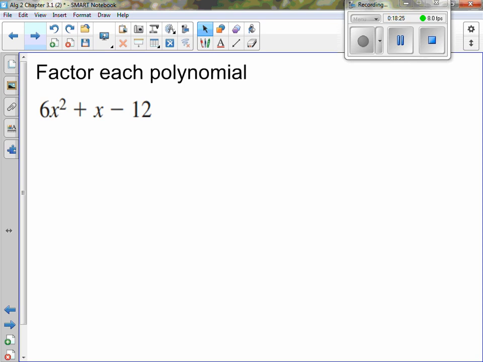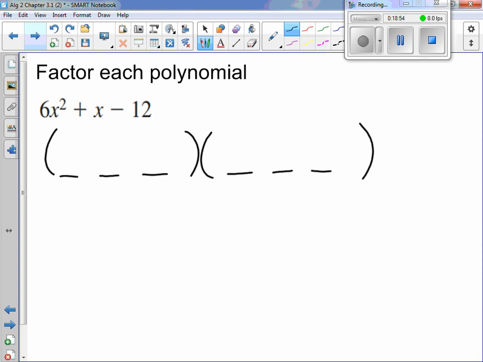Let's look at this one here. Is there a greatest common factor between these three here, between 6x squared, x, and 12? Is there a greatest common factor between these sets of terms? Guys? Head up. 1. There's no other factors, right? So we go to step 2. 2 sets of parentheses with 3 spaces.